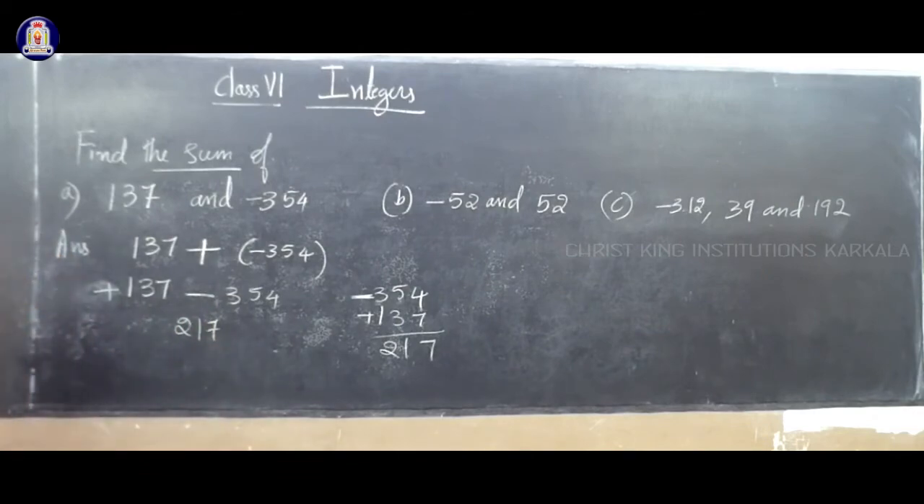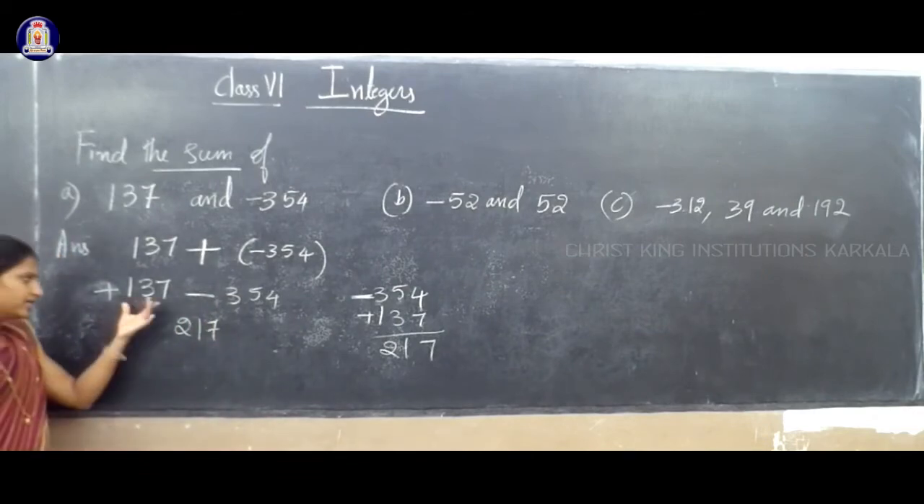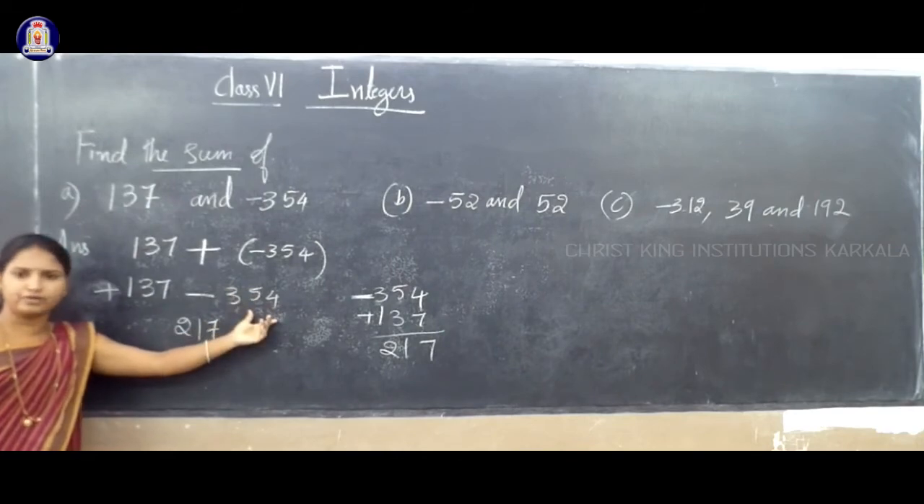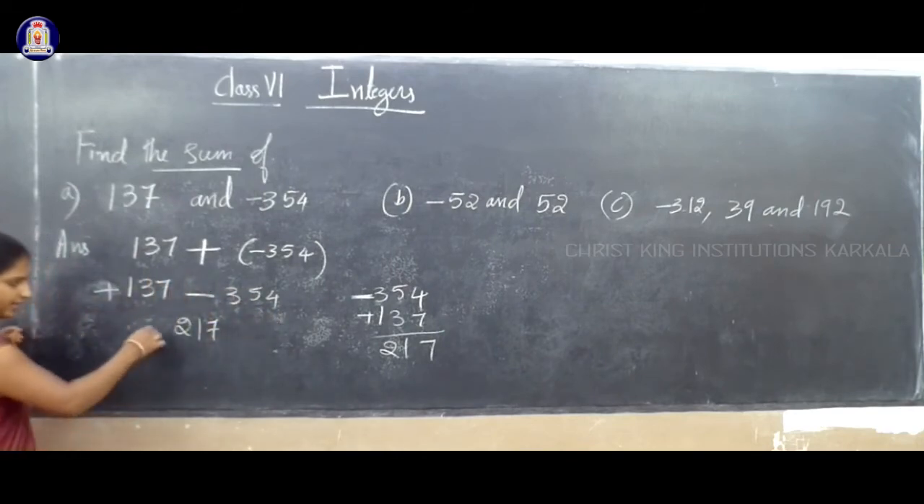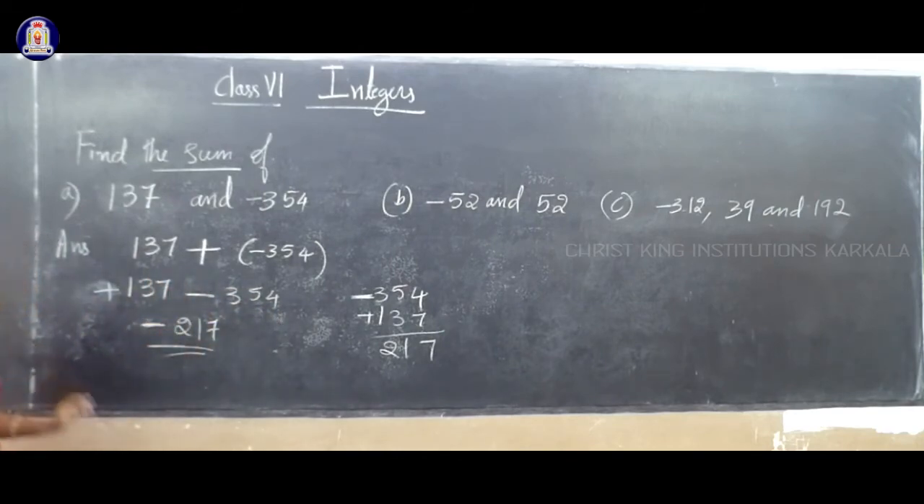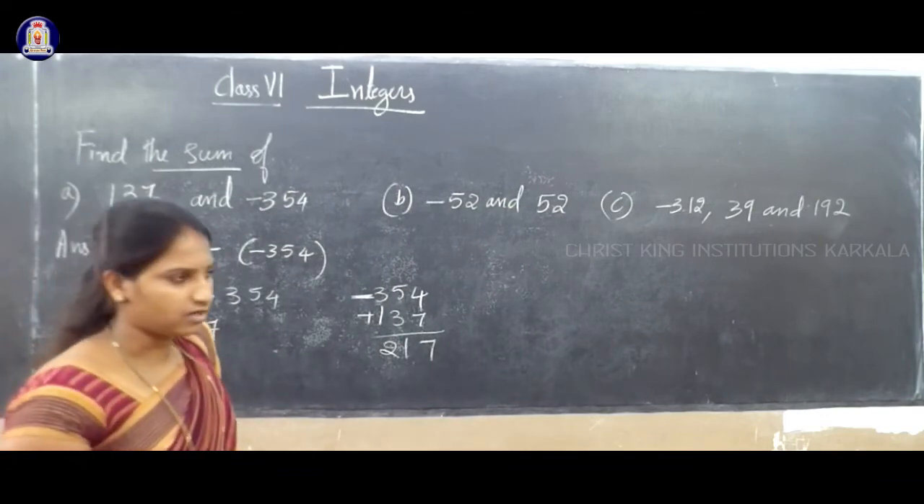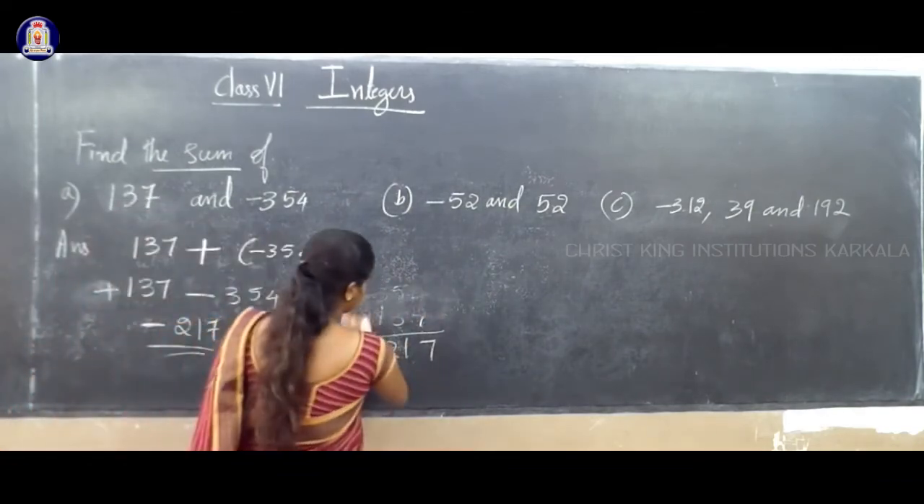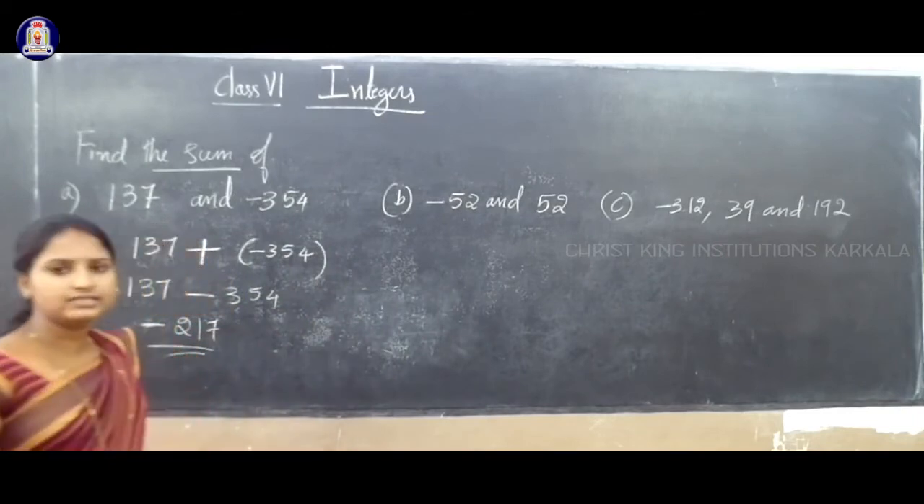Next you have to see the greater number. So the greater number is 354. That sign is minus. So what is the answer? The answer is minus 217. Clear? Minus 217 is the answer. Now we will see the second question.